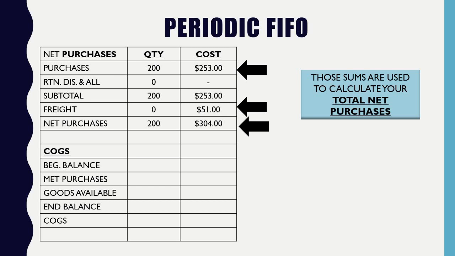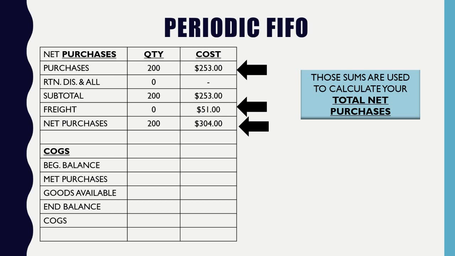And then I have to add my freight. So in this case, freight doesn't change my quantity. It changes my total cost. So I have to add my freight of $51, okay? And this is going to be my net purchases. So in this case, I have a total of 200 toys costing a grand total of $304, okay?